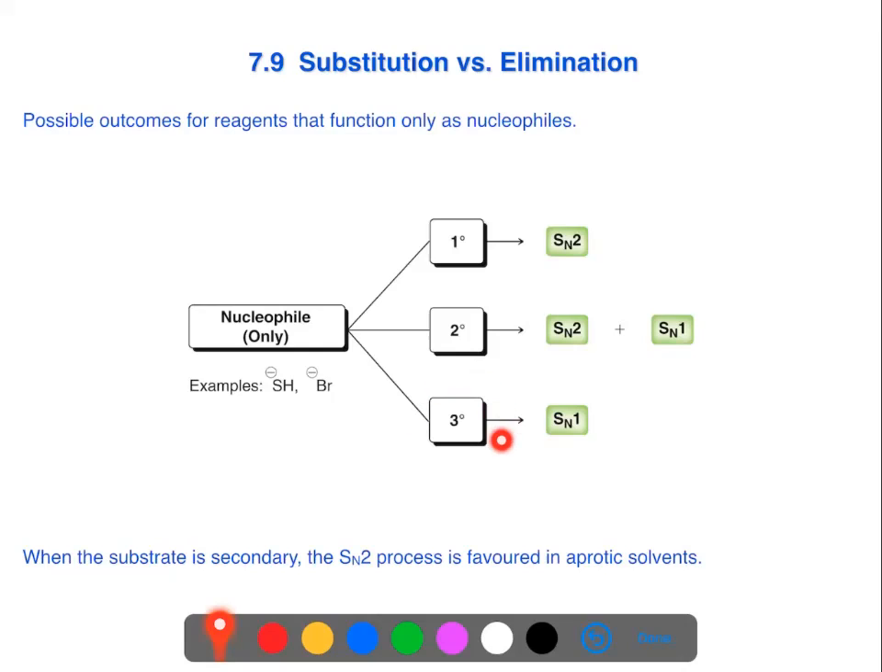Finally, for the tertiary system, we will not observe any SN2 reactivity. The mechanism of choice will be SN1, going through that tertiary carbocation center. We don't have any nucleophilic access to the alpha carbon of a tertiary system, and so we won't see any SN2, only SN1.